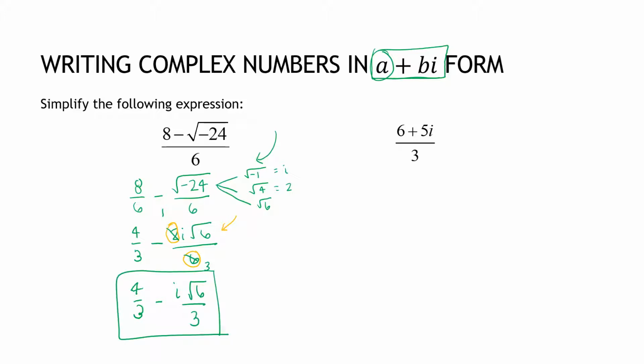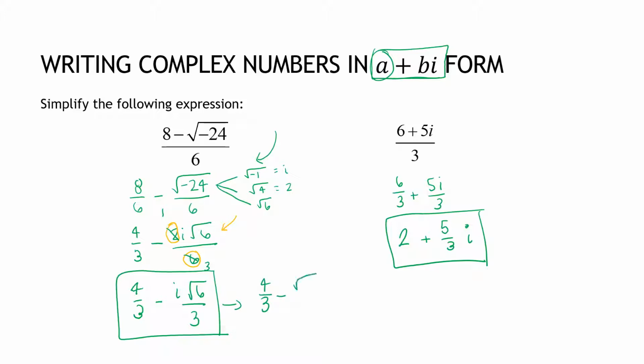And that would be my final solution. Let's do the same for the next one. Again, I'm just breaking it down. 6 over 3 plus 5i over 3, and then reducing. 6 over 3 is 2. 5 over 3 i. I actually would keep the i on the outside. I guess so technically this one should be 4/3 minus radical 6 over 3 i would be more precise because the i should be on the outside.